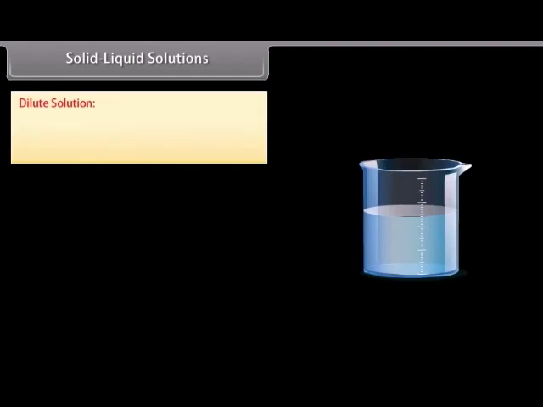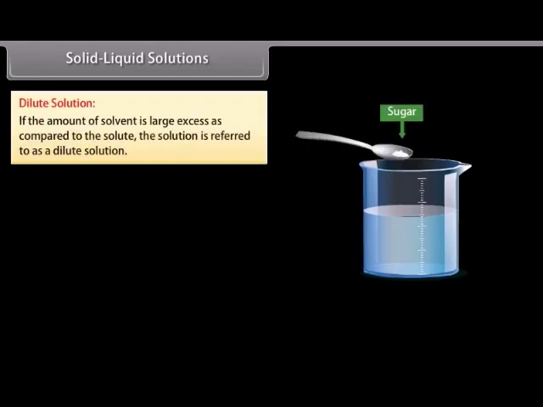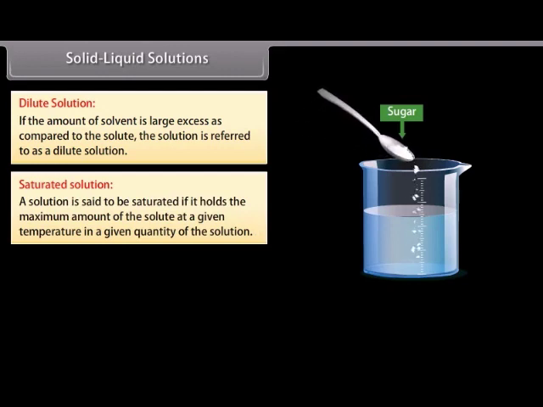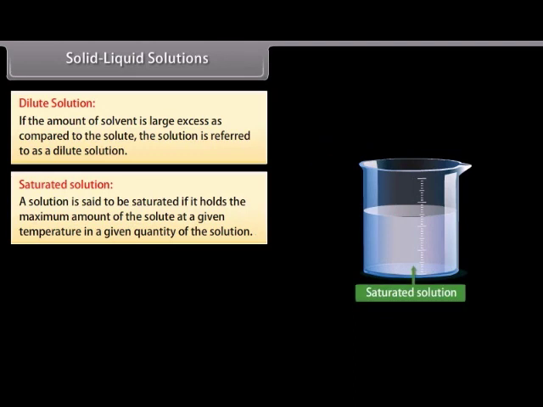Solid-liquid solutions. Dilute solution. A small amount of solute is dissolved in a large quantity of solvent. If the amount of solvent is in large excess as compared to the solute, the solution is referred to as a dilute solution. Saturated solution. A solution is said to be saturated if it holds the maximum amount of the solute at a given temperature in a given quantity of the solution.